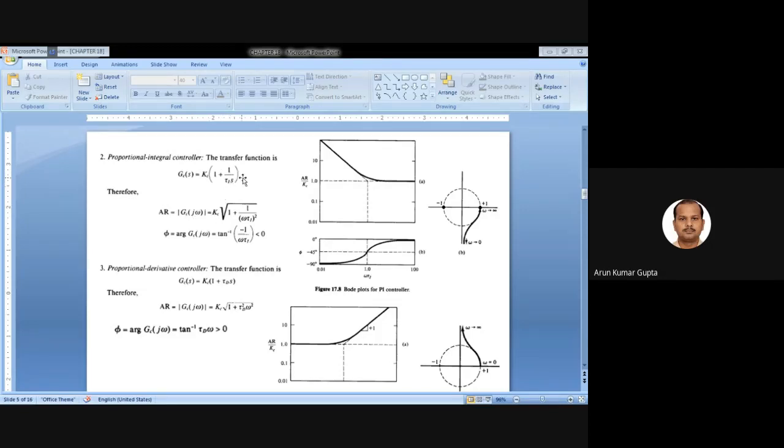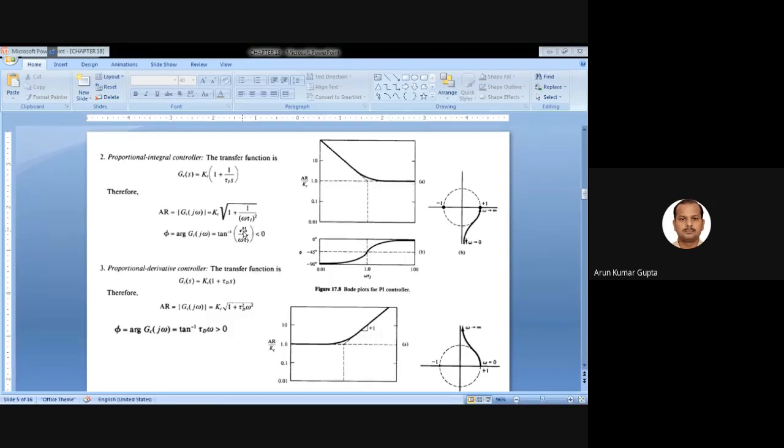Now if you substitute s equal to j omega, you have the amplitude ratio for that as Kc upon root of 1 plus omega square tau I square, and the phase angle will be minus tan inverse of 1 upon omega tau I. Now you can see when you start with omega equal to 0, this value is infinite, so AR is infinite, which means it will start from some infinite value. And as omega becomes infinite, this term becomes 0, so it will move to a constant value, AR upon Kc equal to 1. So the function will move like this.